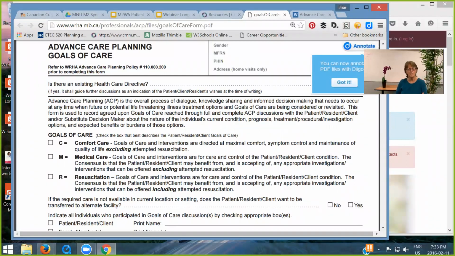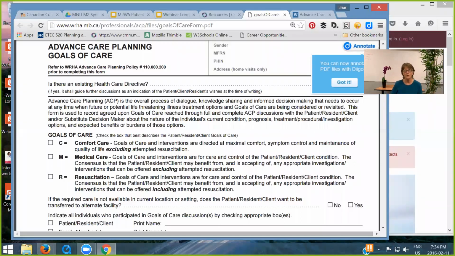And you answer all their questions. And if you can't answer a question, you find someone who can. They have to have informed consent for these things. A patient or a family member has to actually know what they're agreeing to. And also it says, if required care is not available in current location or setting, does the patient want to be transferred to an alternate facility?